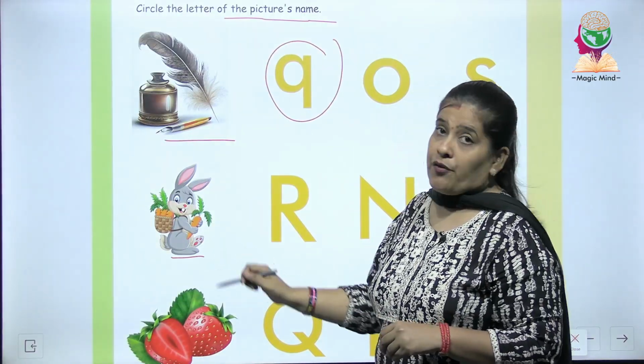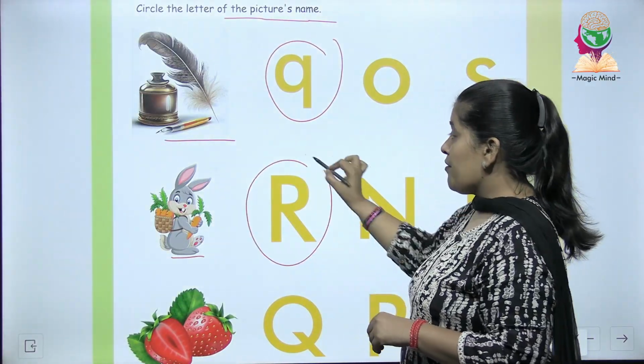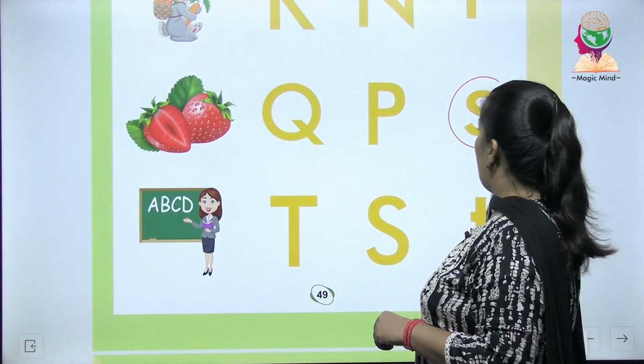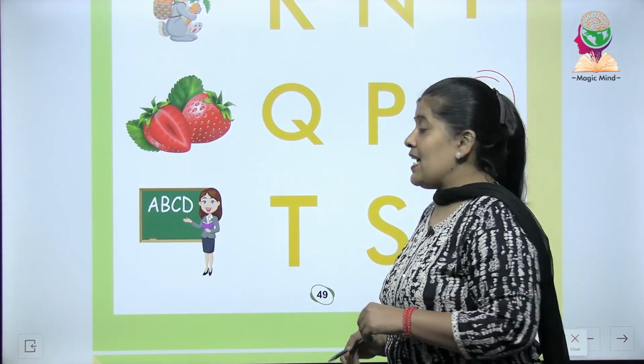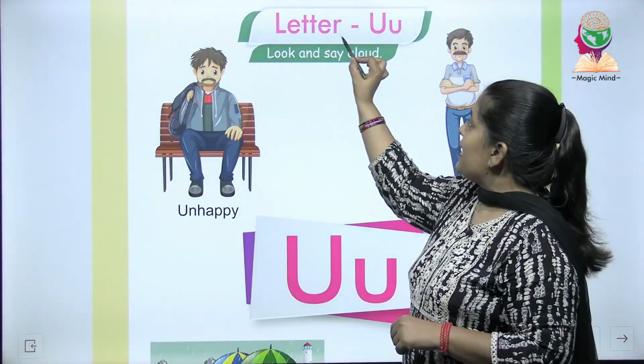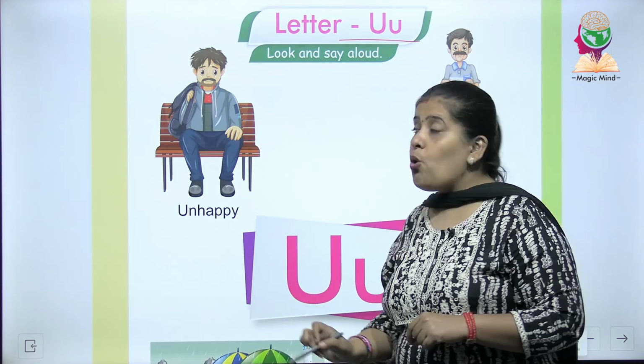This picture is of rabbit. R for rabbit. S for strawberry. So we will make a circle on letter S. T for teacher. The next letter is letter U.